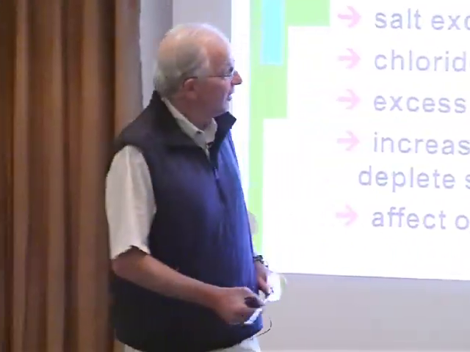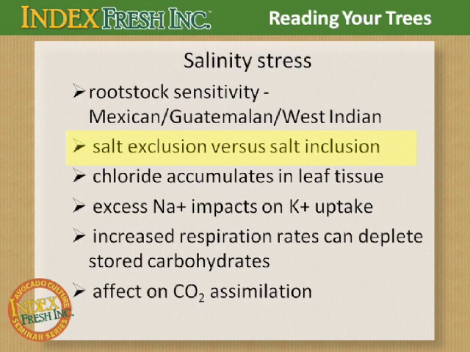In reverse, we can have salt inclusion, which means that the plant accepts both the salt and the water. And that's what happens in avocados. The consequence is that salt is sodium chloride, and chloride accumulates in the leaf tissue, and you often see tip burn at the distal end, or the bottom end, of the leaves.